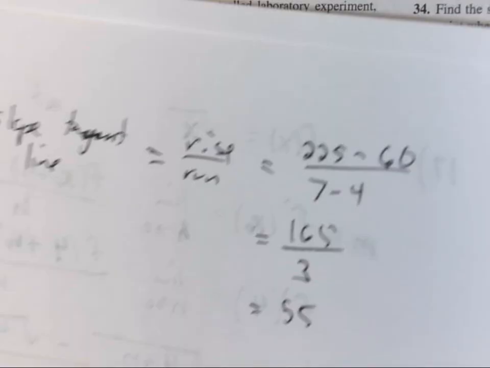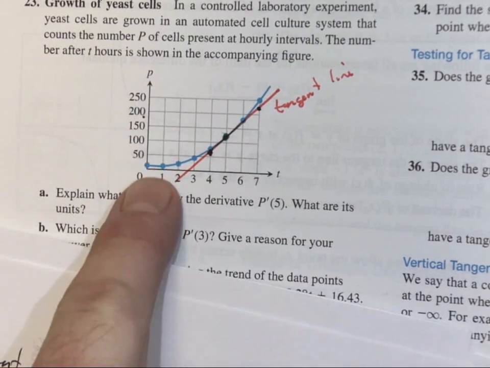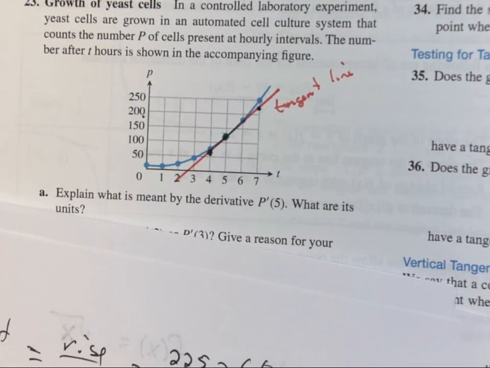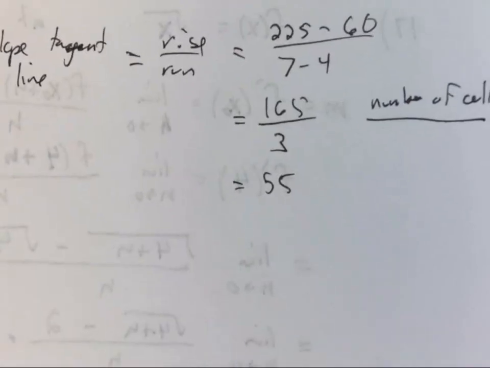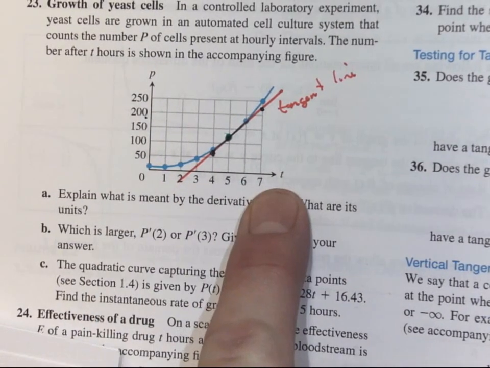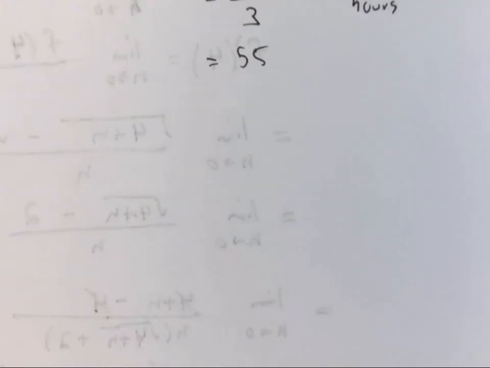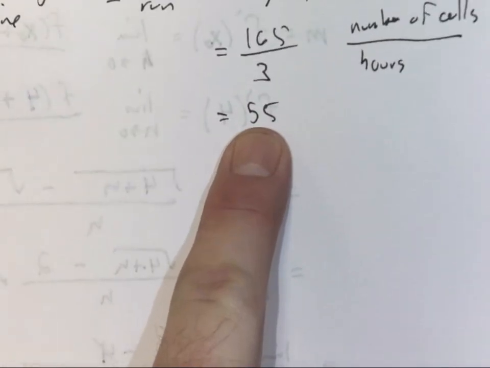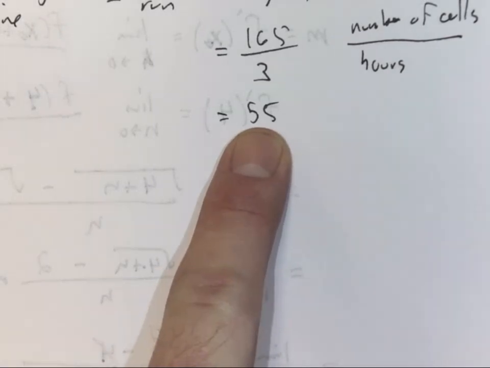Cells per hour? No, for p prime. Well, what's the units of the rise? P. So I think p is number of cells, right? Yes. Exactly. So this is going to be number of cells. Now per, which is that divided, means per. What's the denominator? What's t represent? Hours. And hours. Yep. So when you simplify this to a unit factor, because this is 55 over 1, right? When you simplify to a unit of time, that means this is increasing at 55 cells per minute at this particular time.